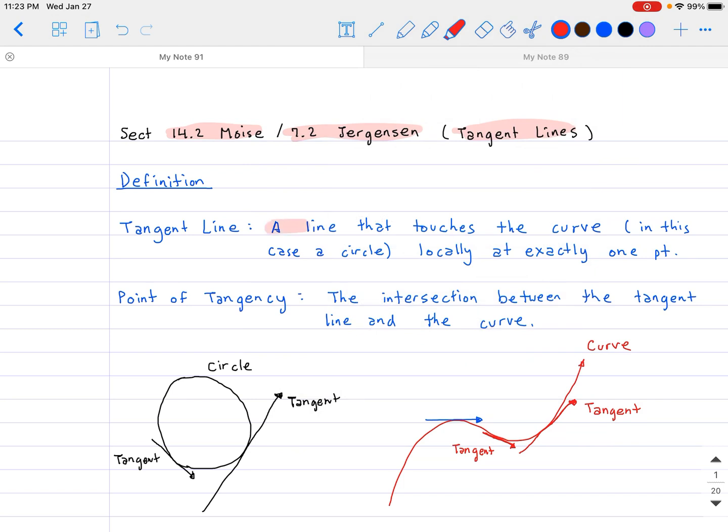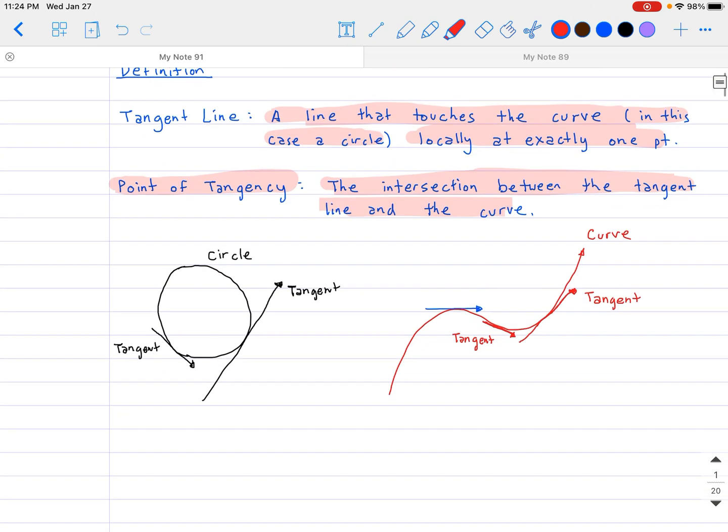A tangent line is basically a line that touches the curve, in this case a circle, right? And it doesn't always have to be a circle, locally at exactly one point. Then we have the point of tangency, which is basically that point of intersection between the tangent line and the curve. Here you can see the picture below, and we actually have two scenarios.